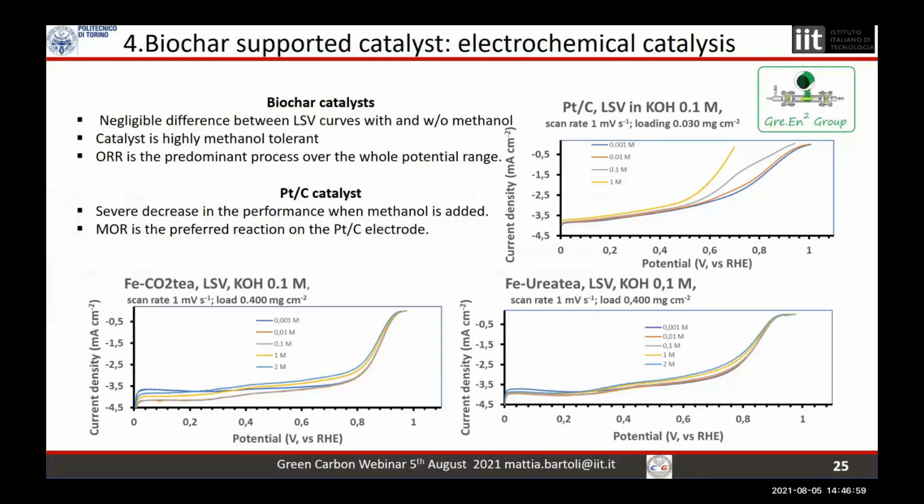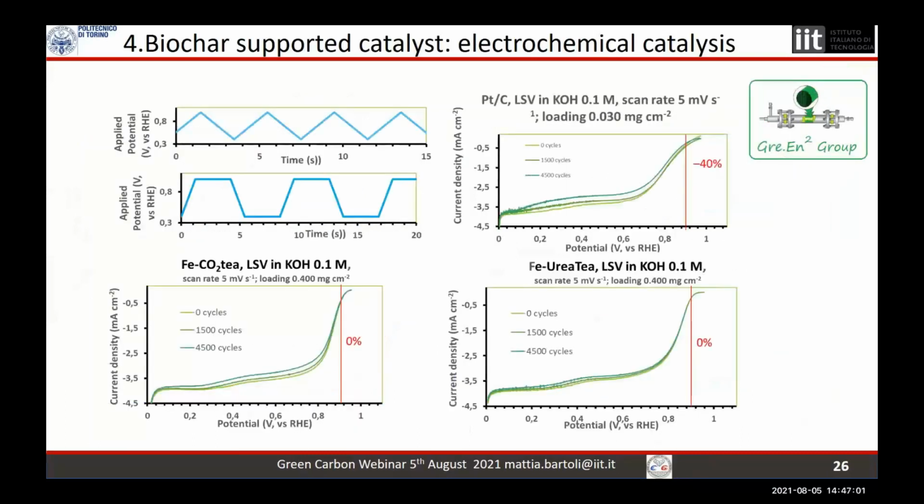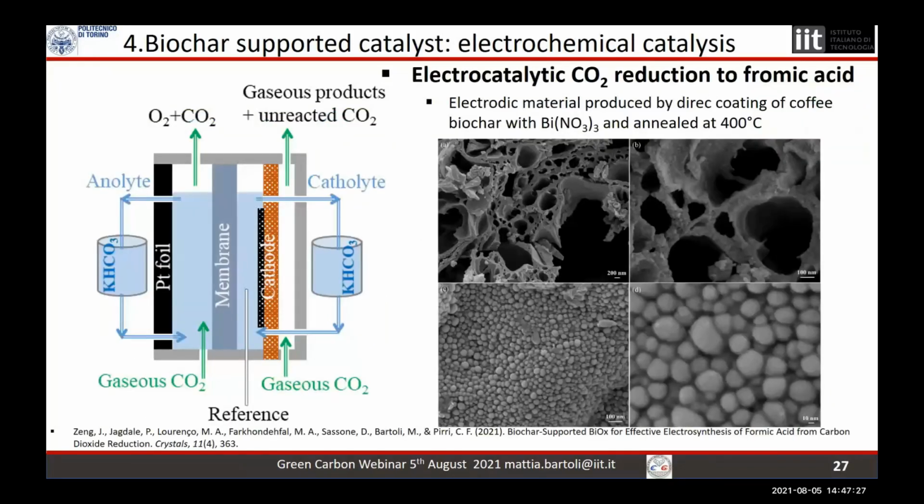supported on carbon. And this is the key of the study: the urea treated biochar and the CO2 treated biochar did not show any decrease of activity after 4,500 cycles of discharge, compared with platinum, which shows a loss of 40%. It's quite promising. So moving on, we also tested biochar supported metal particles for a different kind of catalytic system.